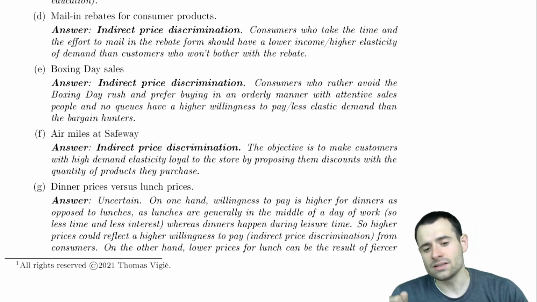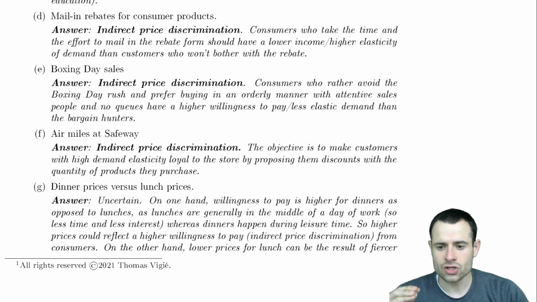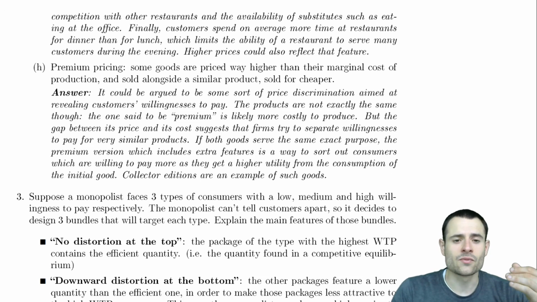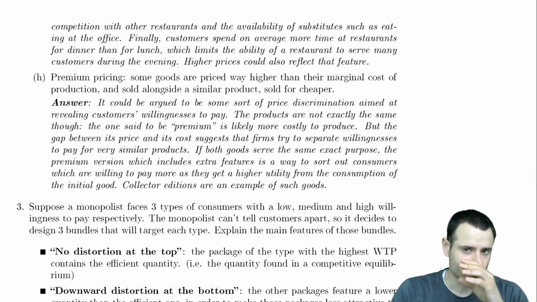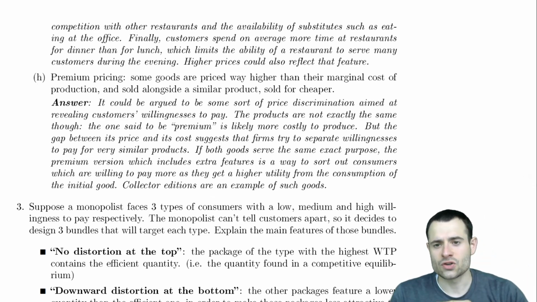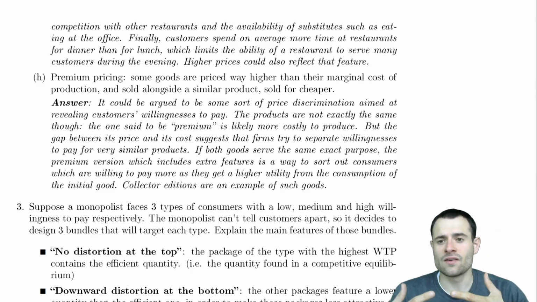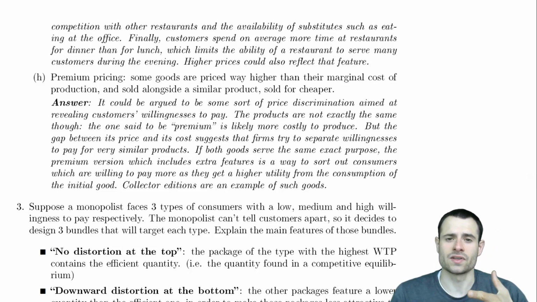But on the other hand, lower prices for lunch could be the result of some sort of competition with other restaurants and the availability of substitutes such as eating at the office. If you can eat at the office quickly in 30 minutes, then firms who want to compete with that will have to propose good prices around lunchtime.